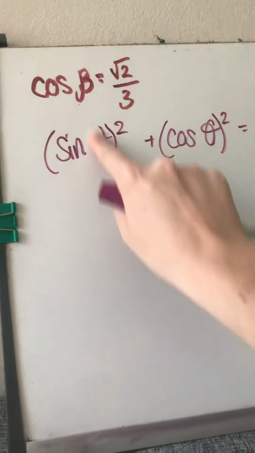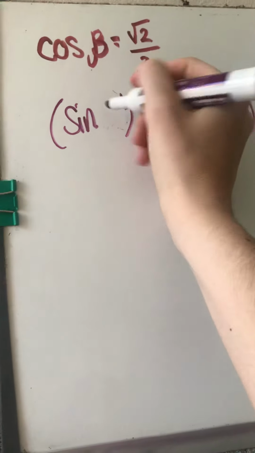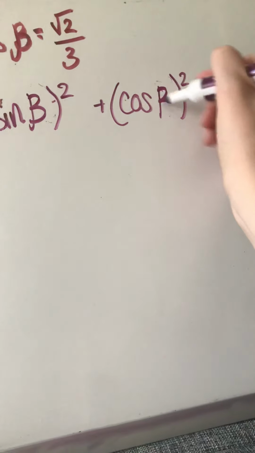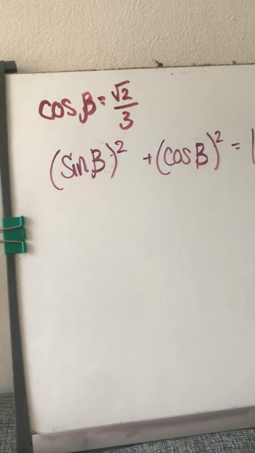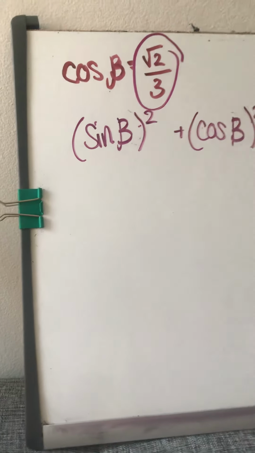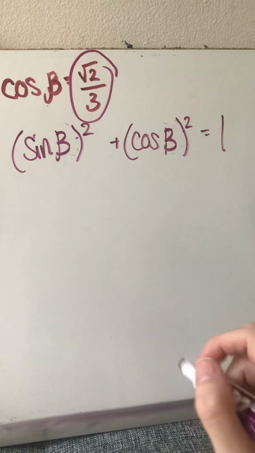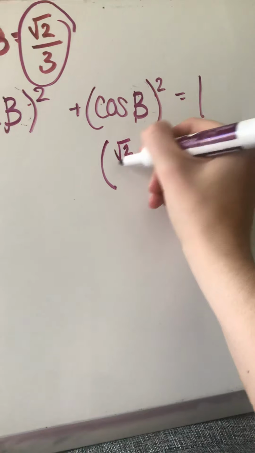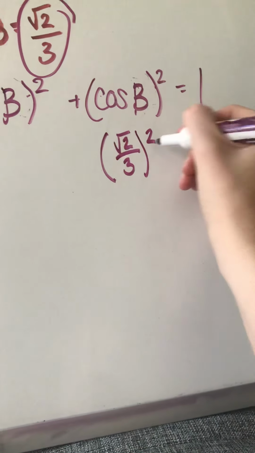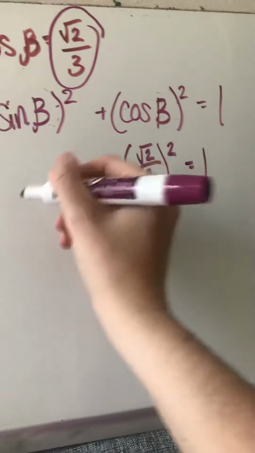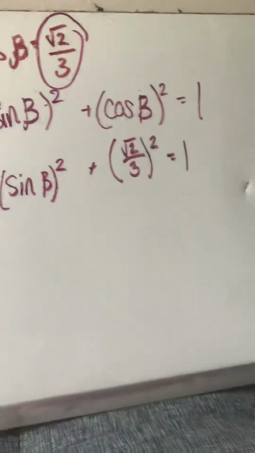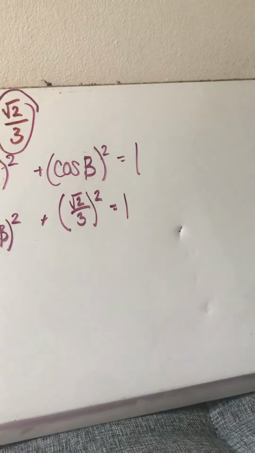I could change theta here in this scenario and write it with a beta. It still means the same exact formula. So in this case, I know that cosine of beta is equal to the square root of 2 over 3. So I'm going to replace that with the square root of 2 over 3, and I'm just going to rewrite everything else in my equation.